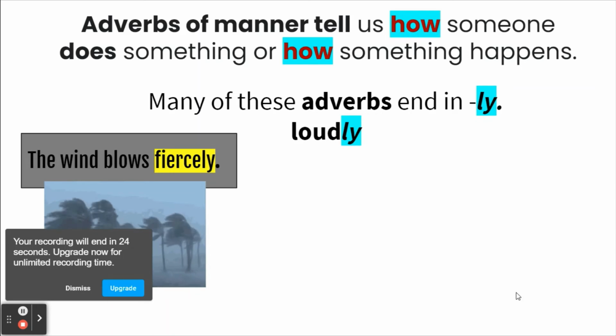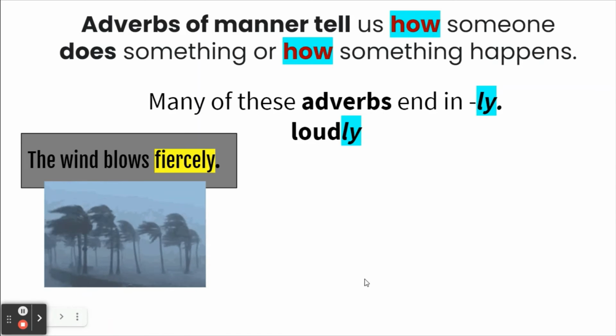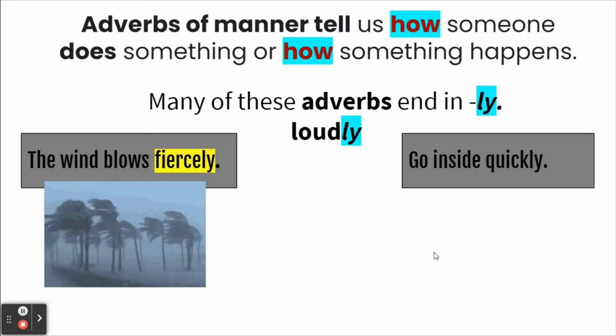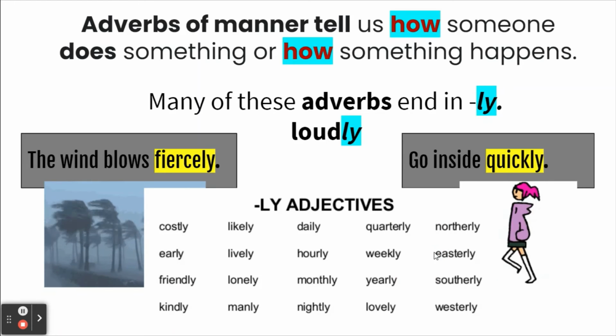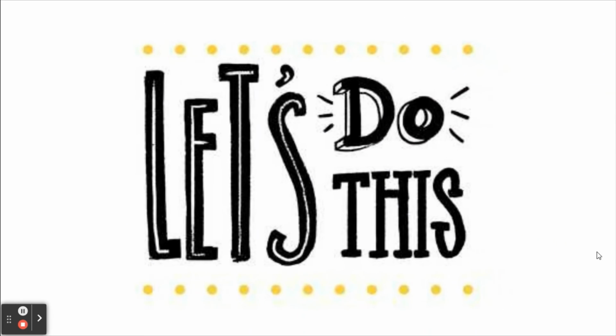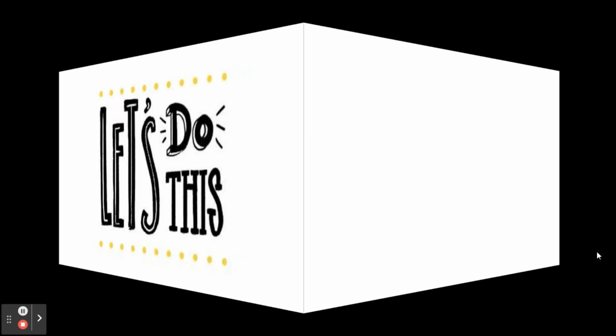So look at my example over here that I have here for you. The wind blows fiercely. And look at my illustration. And the other example that I have, see if it comes up. There we go. Go inside quickly. And here is my illustration. Yeah. So I know you have realized that we are going just a tidbit fast, but remember that you can watch this video as many times as you need. So let's go ahead and practice.